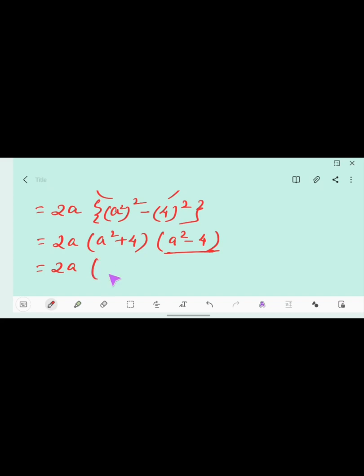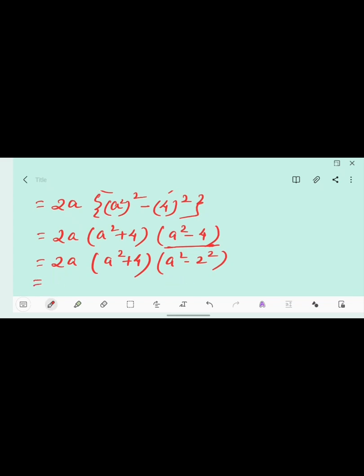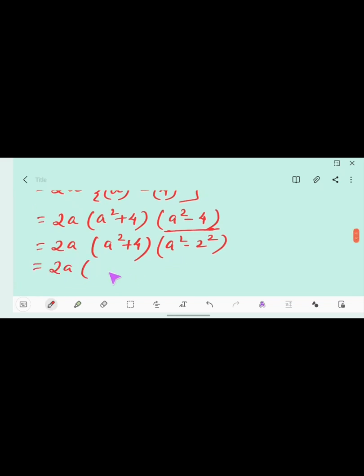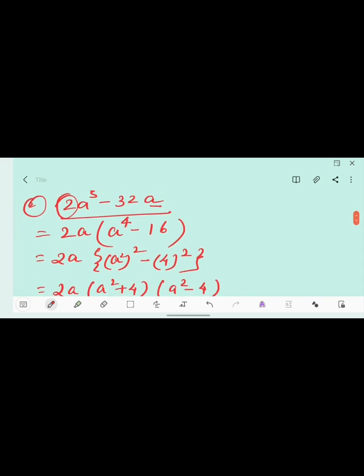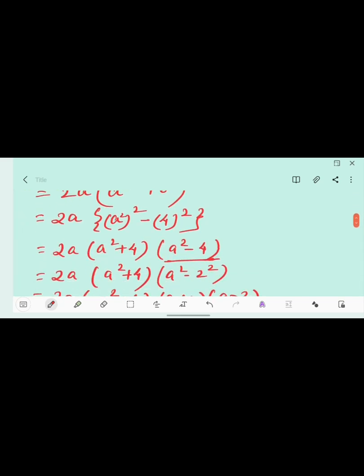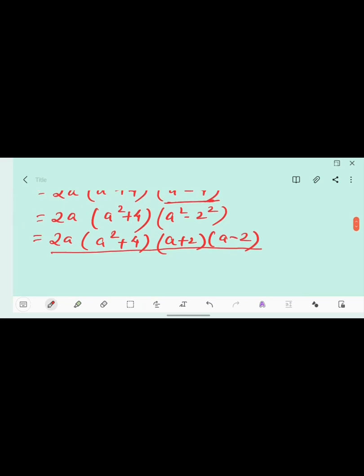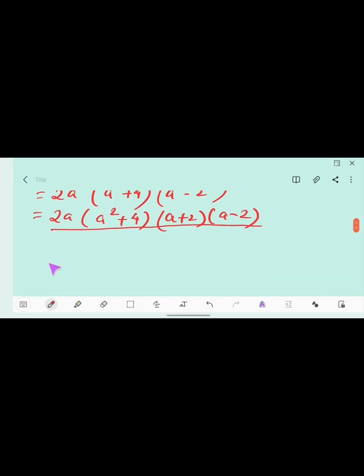Next is 2(a square plus 4), and then a square minus 2 square. So the last step is 2(a square plus 4), and then this becomes (a plus 2) and (a minus 2). So that is the complete factorization of the given polynomial 2a power 5 minus 32a. I hope this is clear to you all, children.